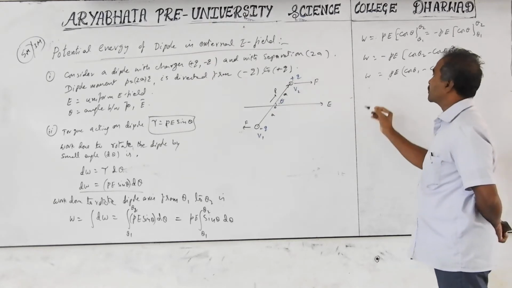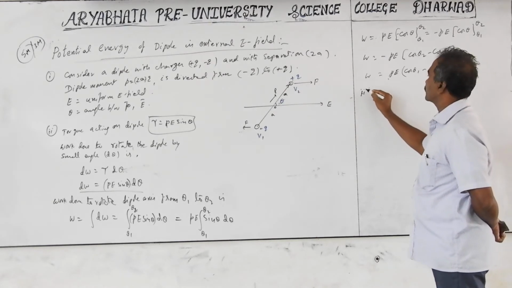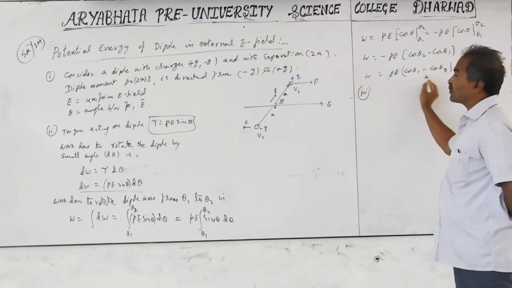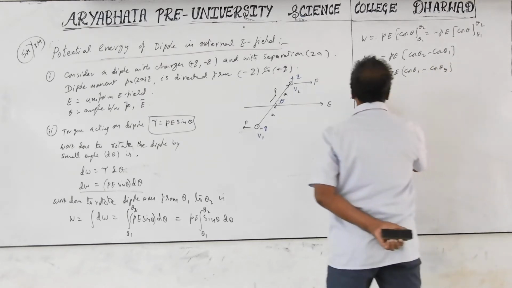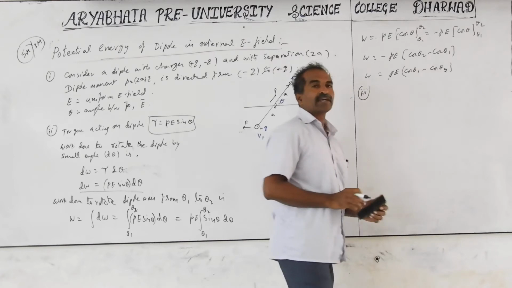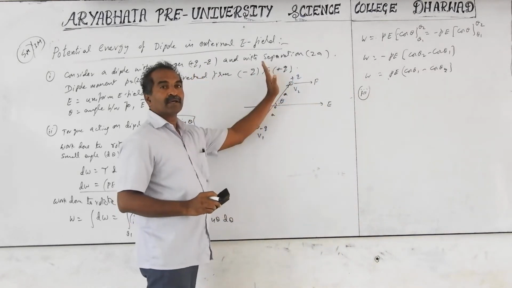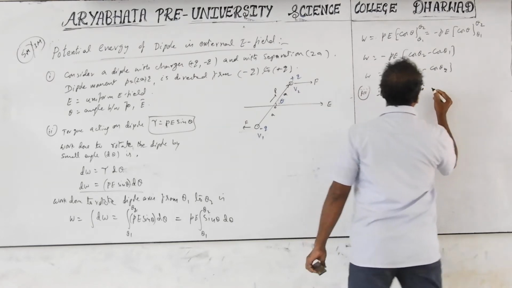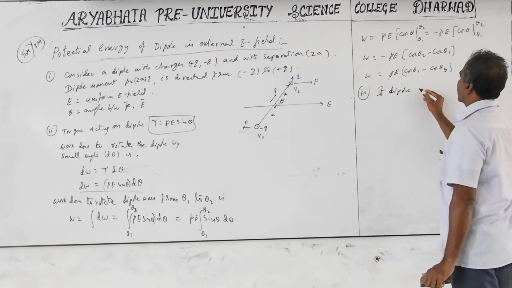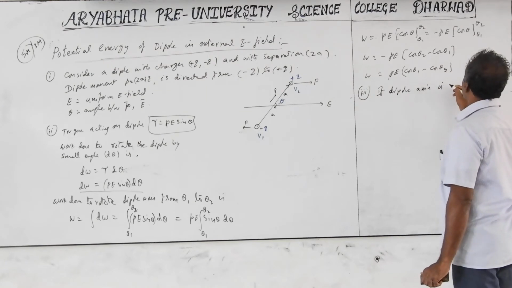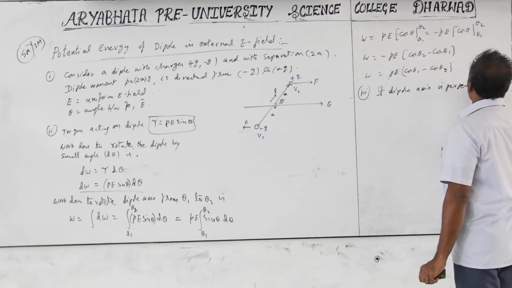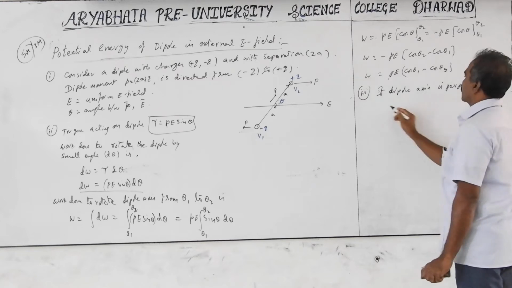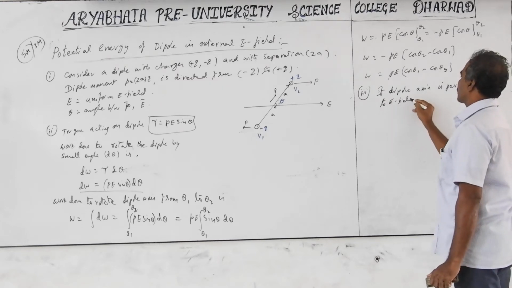This is not a single position point; this is for the rotation. It is only the change in potential energy. So we have to take a single point only. Single point means one theta we have to eliminate. To eliminate theta, what you do is take the dipole axis perpendicular to the electric field initially.